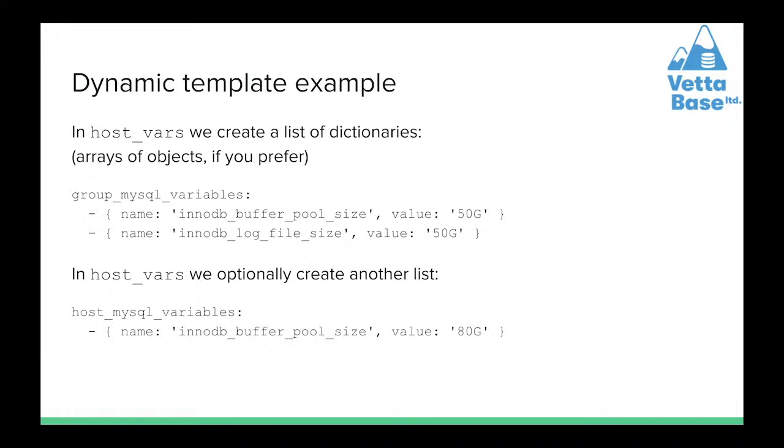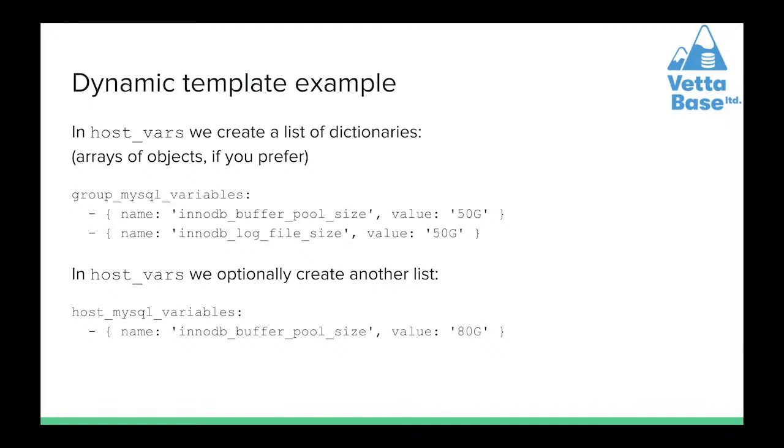So in host vars, in the files of the variables, we can create a list of dictionaries, okay? Or if you prefer this terminology, an array of objects. In YML, we prefer to say a list of dictionaries, which is Python terminology. So the list is called group MySQL variables, and each dictionary contains 2 attributes: name, which is the name of the variable, and then value, which is the value we want to assign to that variable.